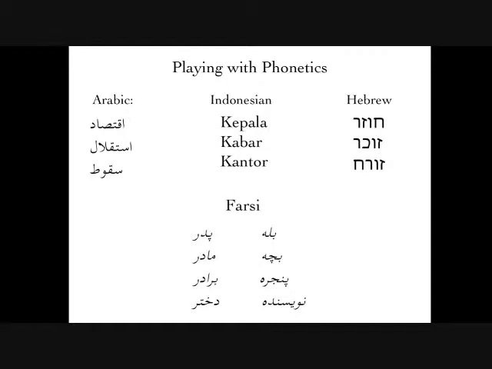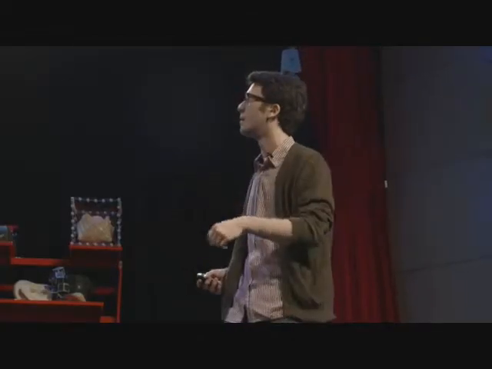So for example, take these 3 words in Indonesian. These were actually among the first 50 words that I learned. Kepala, kabar, kantor. Lexically, they're unrelated to each other. Kepala is a head, kabar is news, kantor is an office. But they all sound similar, K-A, right? So what I would do is I would memorize vocab in batches of sounds that were similar. So if I hear the word kepala in Indonesian, I automatically think of the words kabar and kantor.